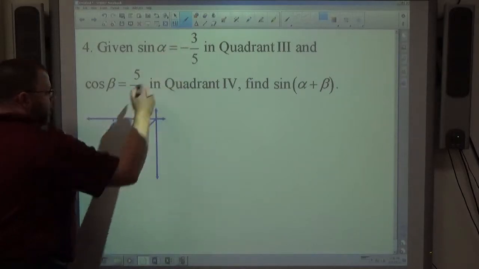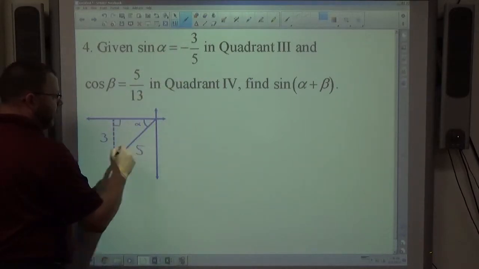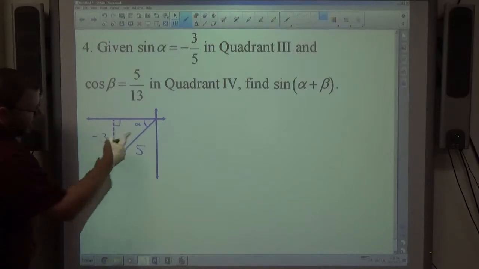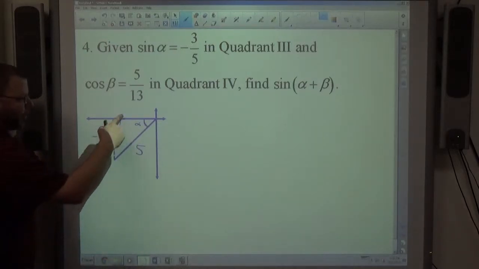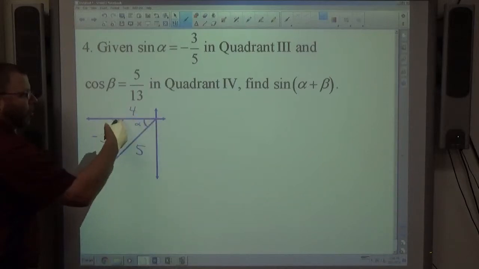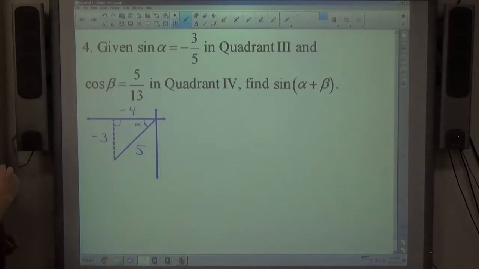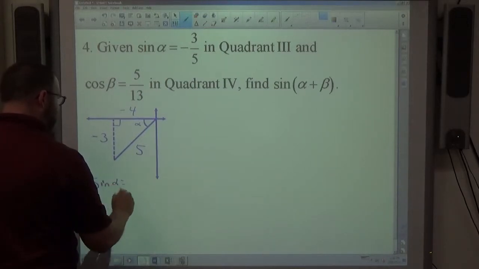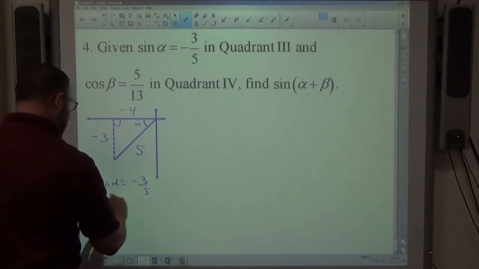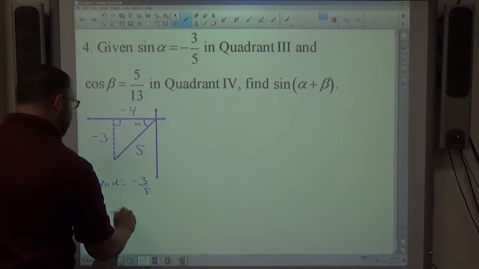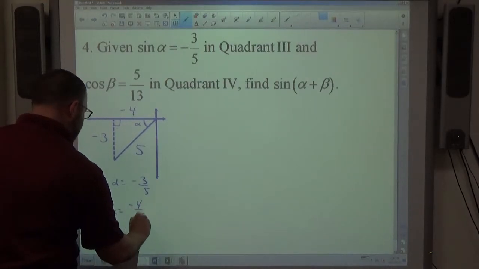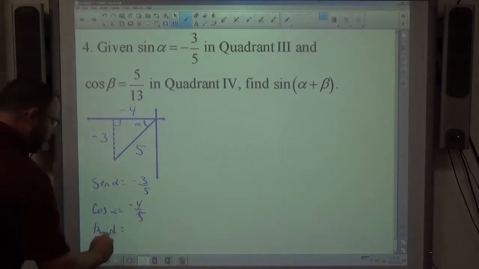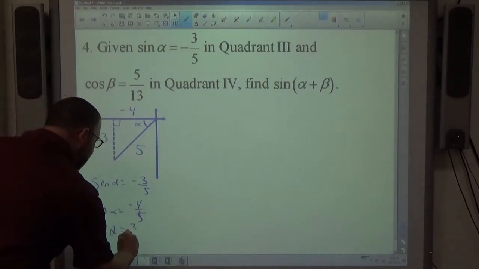Sine is opposite over hypotenuse, so 3/5. And it is negative 3/5. We're going down, there's my negative. Hypotenuse is always positive, and 3, 4, 5 right triangle, that's 4, but it's going left, so it's negative 4. Which tells me the sine of alpha is going to be negative 3/5, of course, because that's what he told me. But now the cosine of alpha is going to be negative 4/5, and the tangent of alpha is going to be opposite over adjacent, so it's going to be negative 3 over negative 4, which is positive 3/4.